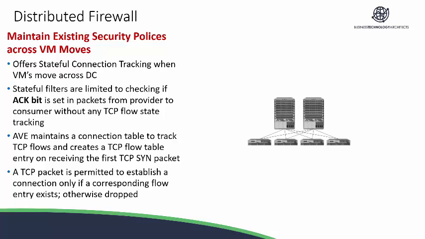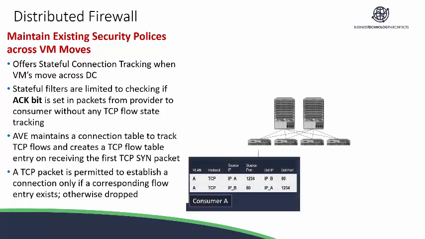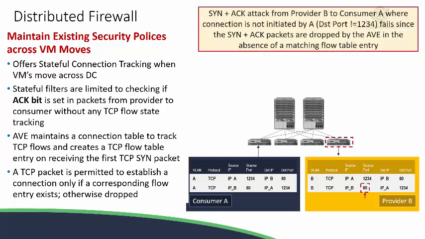You can also have a distributed firewall. You can maintain security policies across VM moves. So in this case, AVE maintains a connection table that tracks TCP flows and creates a TCP flow table entry on receiving the first TCP SYN packet. And you can actually view that right here.